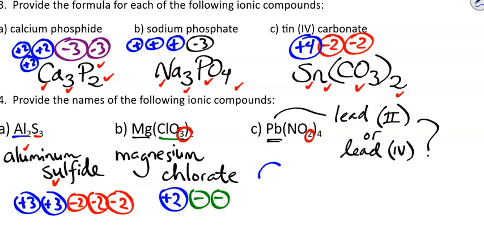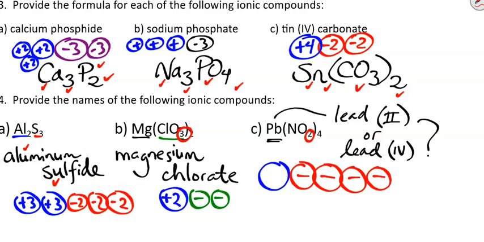Okay. So draw it empty. Leave it empty. Draw your 4 nitrates, or sorry, nitrites. And we see that each of them has a -1. So what's the charge on the lead? It's a +4. And when we have these metals that have different versions, then we have to say what they are. Okay? So lead(IV) nitrite.